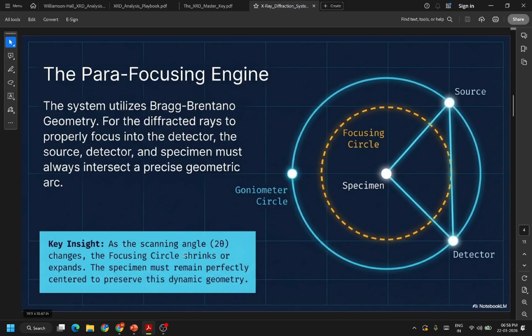As the scanning angle, that is 2 theta, changes, the focusing circle shrinks or expands. So the specimen must remain perfectly centered to preserve this dynamic geometry. Your specimen must always be inside your focusing circle, so it's best to keep it at the centered position of your goniometer circle.